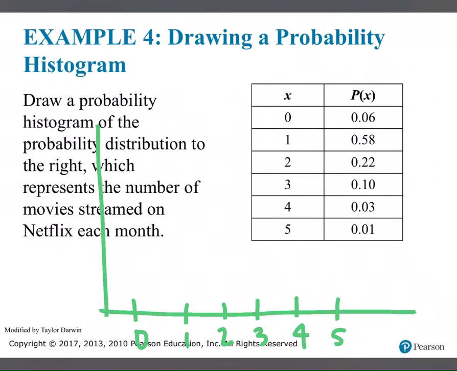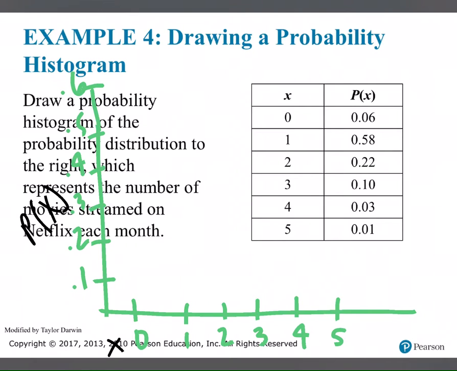So on my horizontal axis is where my random variables go, my x's. And then on my vertical axis is where my probabilities go. So I'm going to try my best. I'm going to count by 0.1, 0.2, 0.3, 0.4, 0.5, 0.6. You could have counted by 0.05s to make it a little more spread out if you wanted to, but that's just an option.